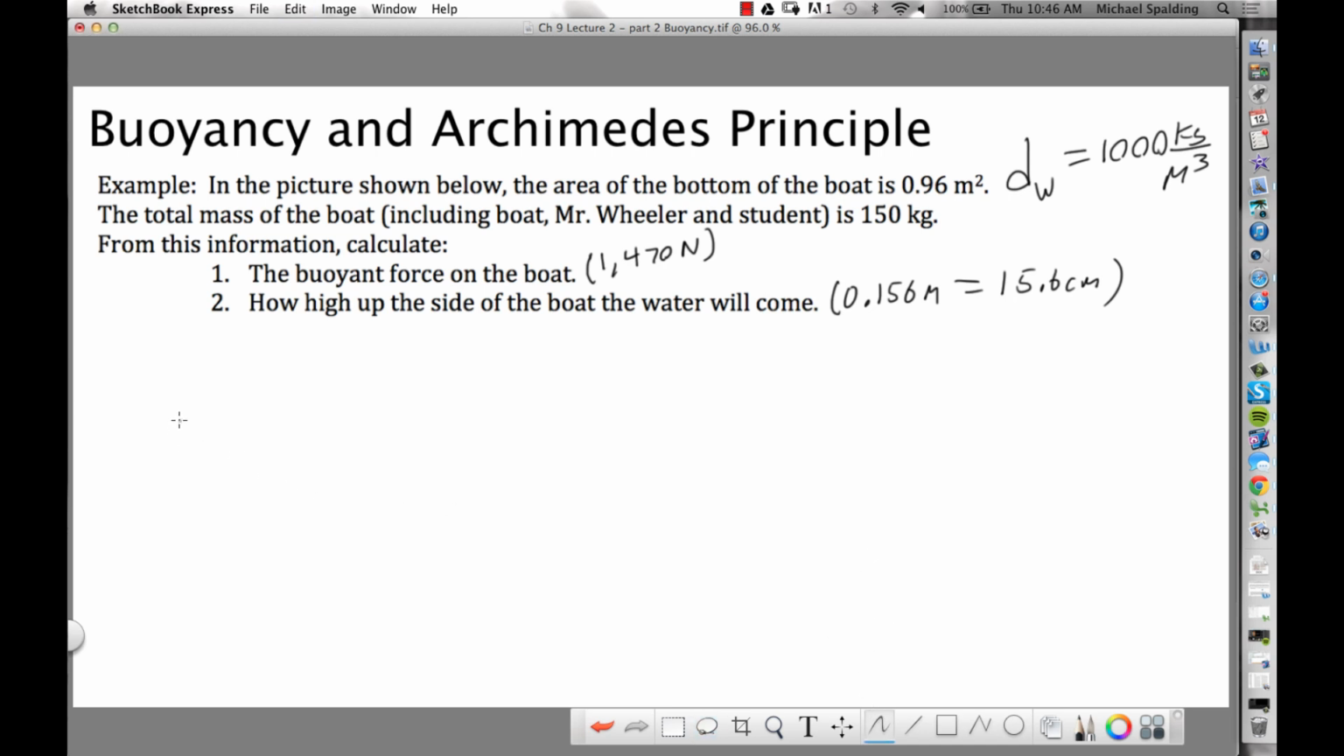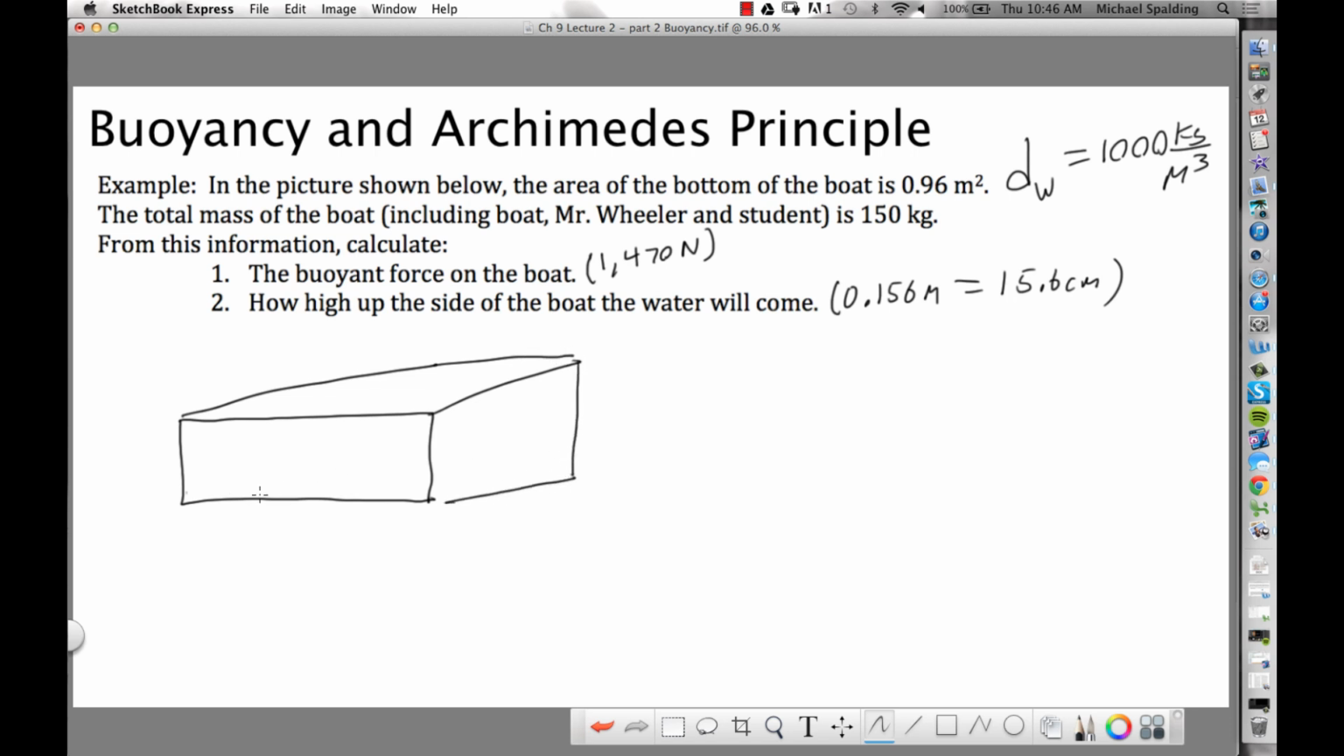Okay, so here's the boat. Okay, so the water's like this. The water level's like that. And in number two, we're being asked to find this H. How deep into the water does the boat settle? Oh, and we have the area. I didn't draw that very nicely. This area, top and bottom, is 0.96 meters squared.